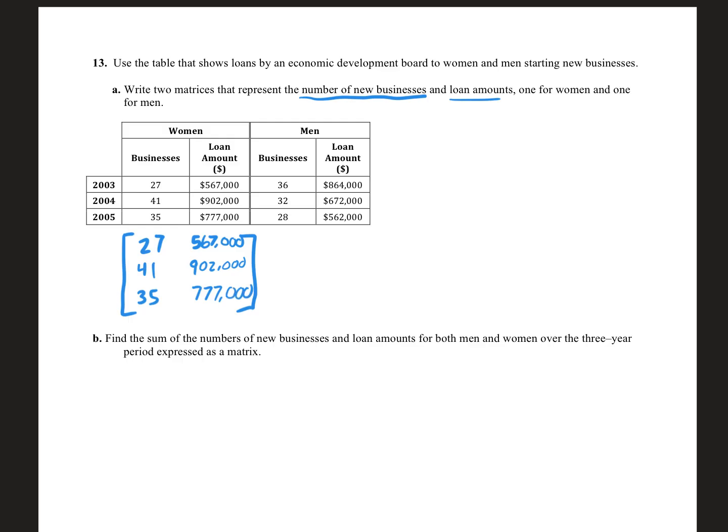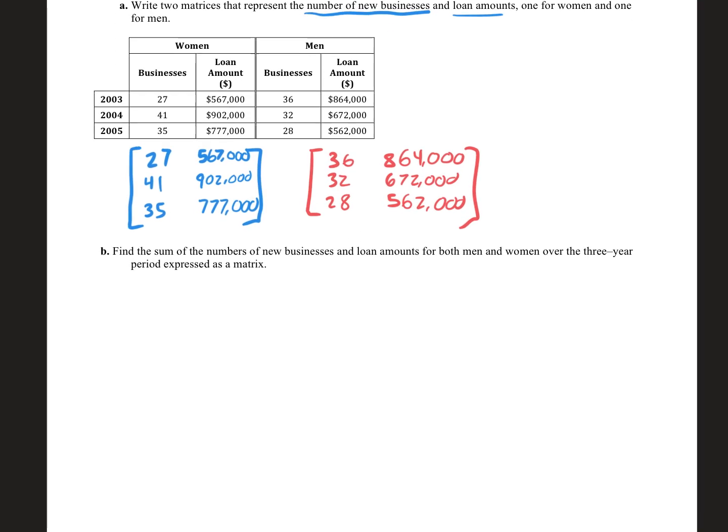All right, and then for men, the matrix would be 36, 864,000, 32, 672,000, 28, and 562,000. All right, and then for part B, we are asked to add these together.